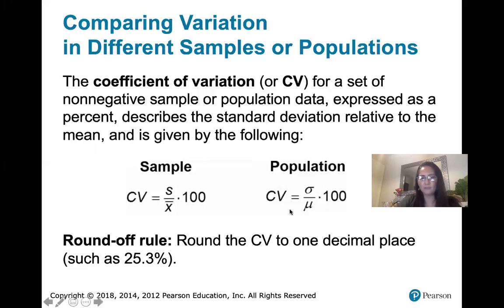Of course, we use pretty much the same formula when we're dealing with population parameters. So we would use the population standard deviation and divide by the population mean and multiply by 100% to get that coefficient of variation if we're dealing with population data. And our round off rule for this is to round to 1 decimal place.